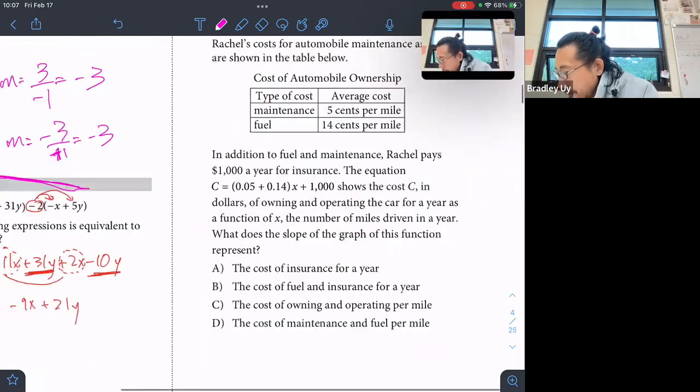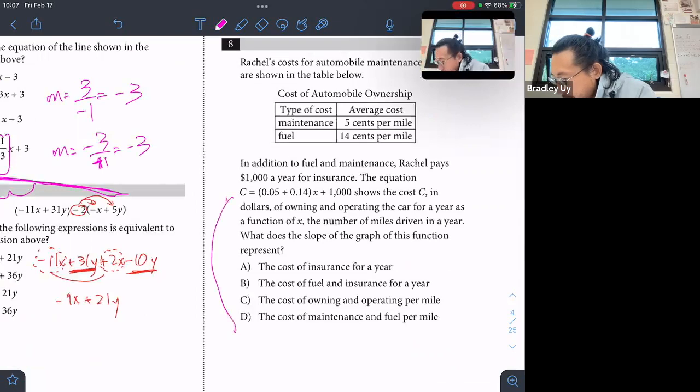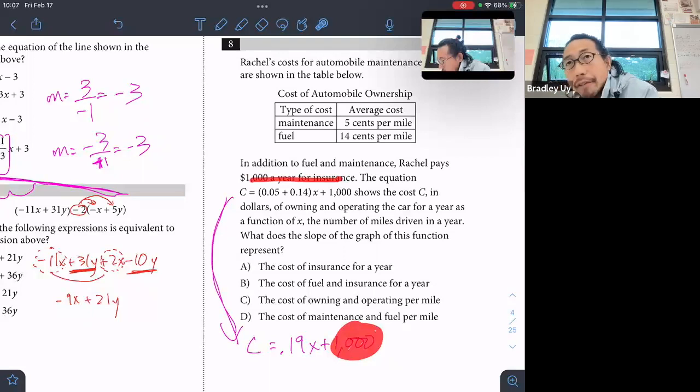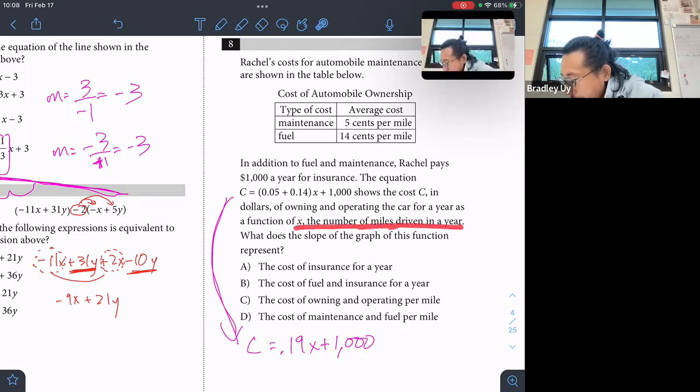This formula will simplify to C equals 0.19x plus 1,000. The 1,000, if you read the problem, is the amount for insurance. This is the amount you pay for insurance, okay? Which is what you have to pay for a car, no matter if you drive a lot or not at all. Your car just has to be insured to be allowed on the road. X is the number of miles driven in a year.